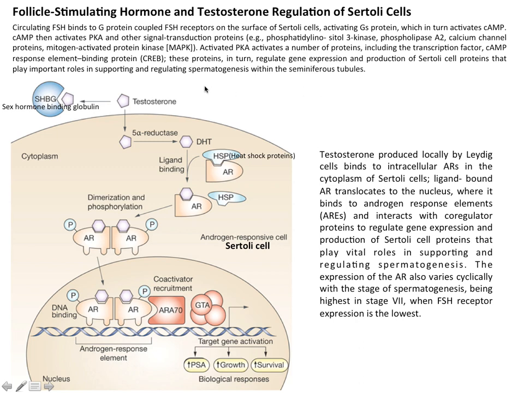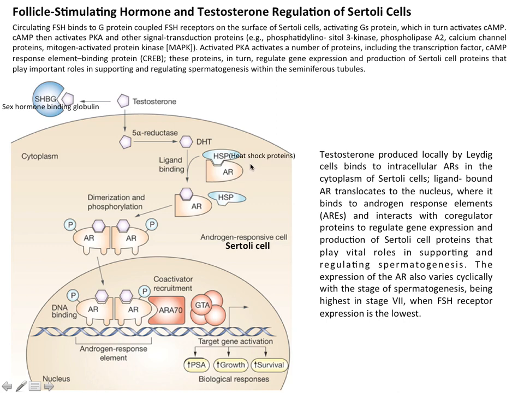On the other hand, the testosterone which was produced by the Leydig cell can come directly inside the Sertoli cell. Here you can see this testosterone which was produced by the Leydig cell comes inside the cytoplasm of the Sertoli cell. And the receptors for testosterone are called androgen receptors, and these androgen receptors are present in the cytoplasm of the Sertoli cell.